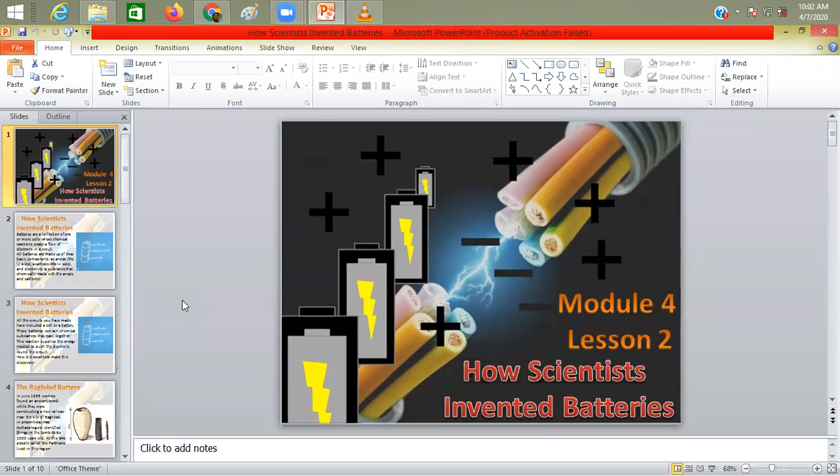We are going to start today from the topic, how scientists invented the batteries.